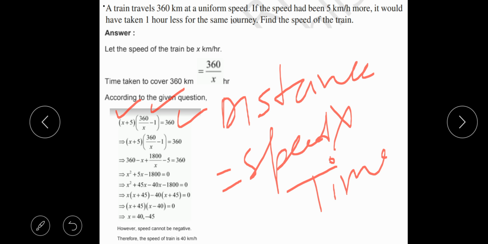After solving this, we will get a quadratic equation, that is x square plus 5x minus 1800 equal to 0. Now you can solve by using any one method: quadratic formula, factorization, or completing the square method. Here we are using the factorization technique. By using the factorization method, we will get two values, 40 and minus 45, but speed cannot be negative, therefore the speed of the train is 40 kilometer per hour.